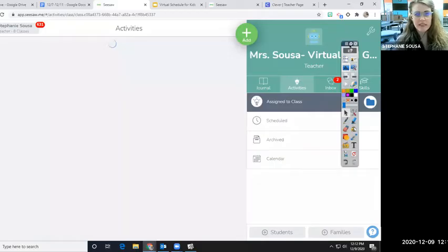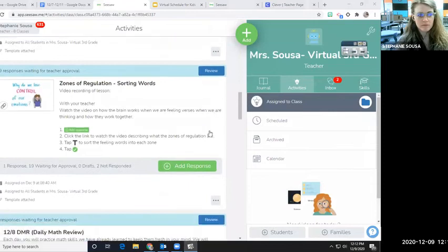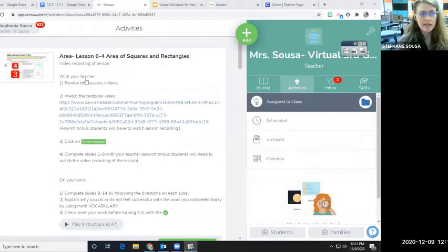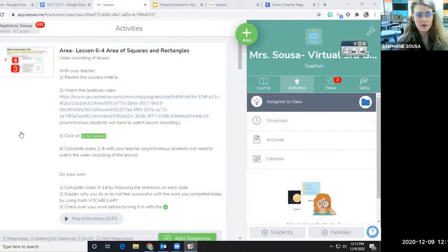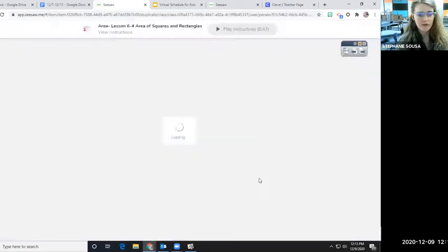All right. So on Seesaw right now, you have an activity that has been released to you called Area, Lesson 6-4, Area of Squares and Rectangles. Okay. We're going to open up this together with your teacher. We're going to review the success criteria. We've watched that textbook video, and we're going to click on Add Response. You're going to complete slides 1 through 8 with me. You will do slides 9 through 14 later. Okay, so go ahead and add that response.